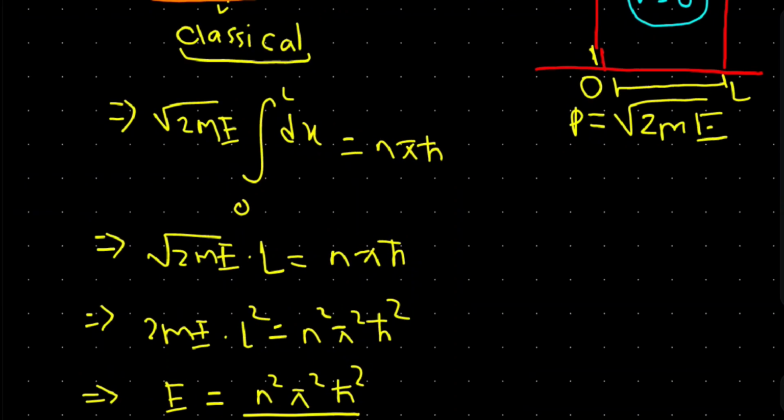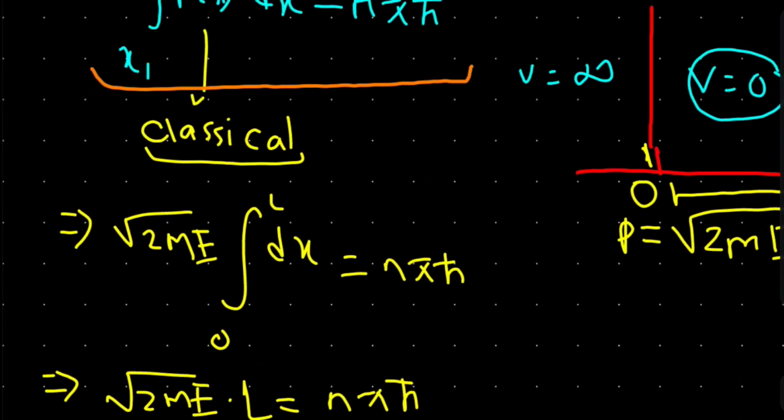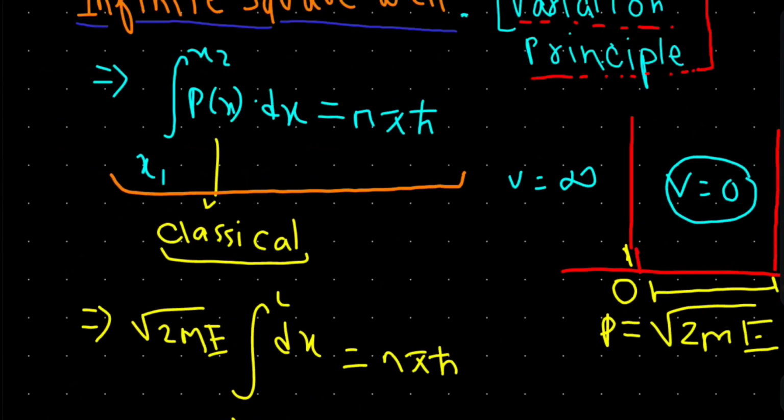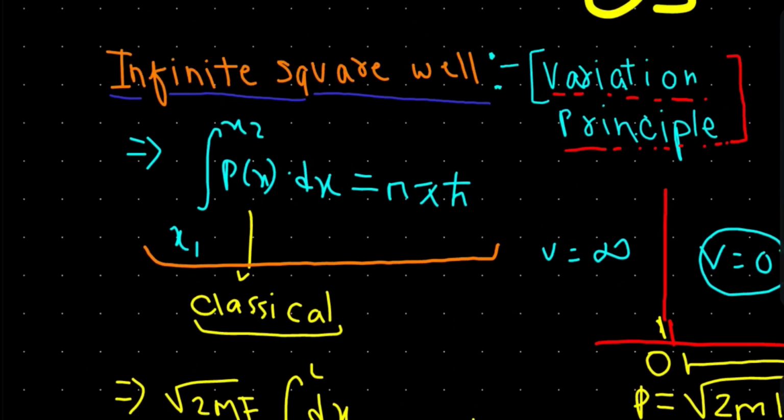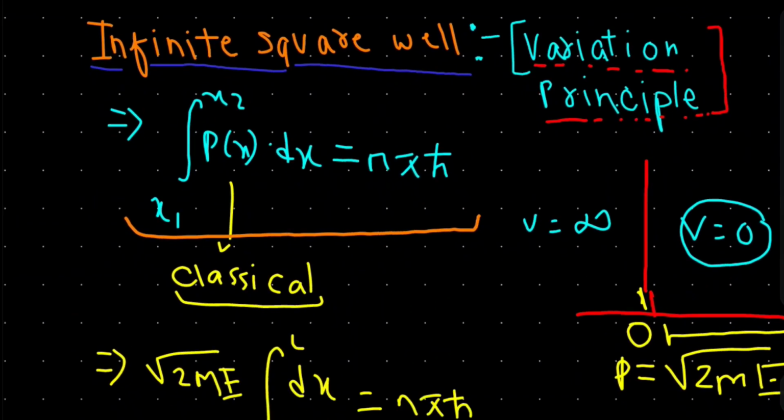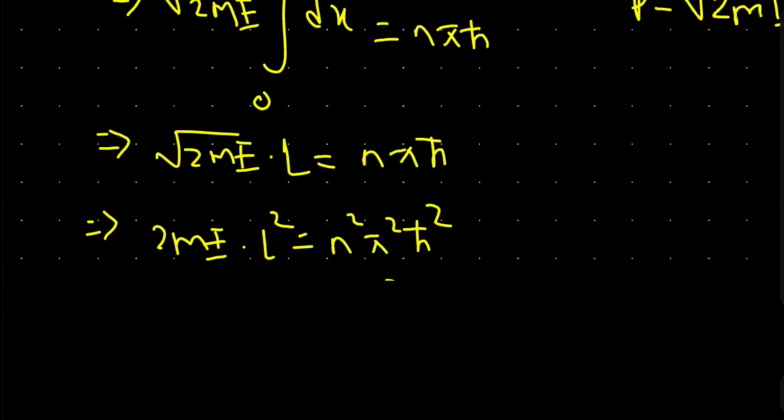So this is our video. You can see how short this method is, and this reduces our video length also. This is today's video where we have derived the ground state energy of the infinite square well. You can say that this is quite a trick to derive it.